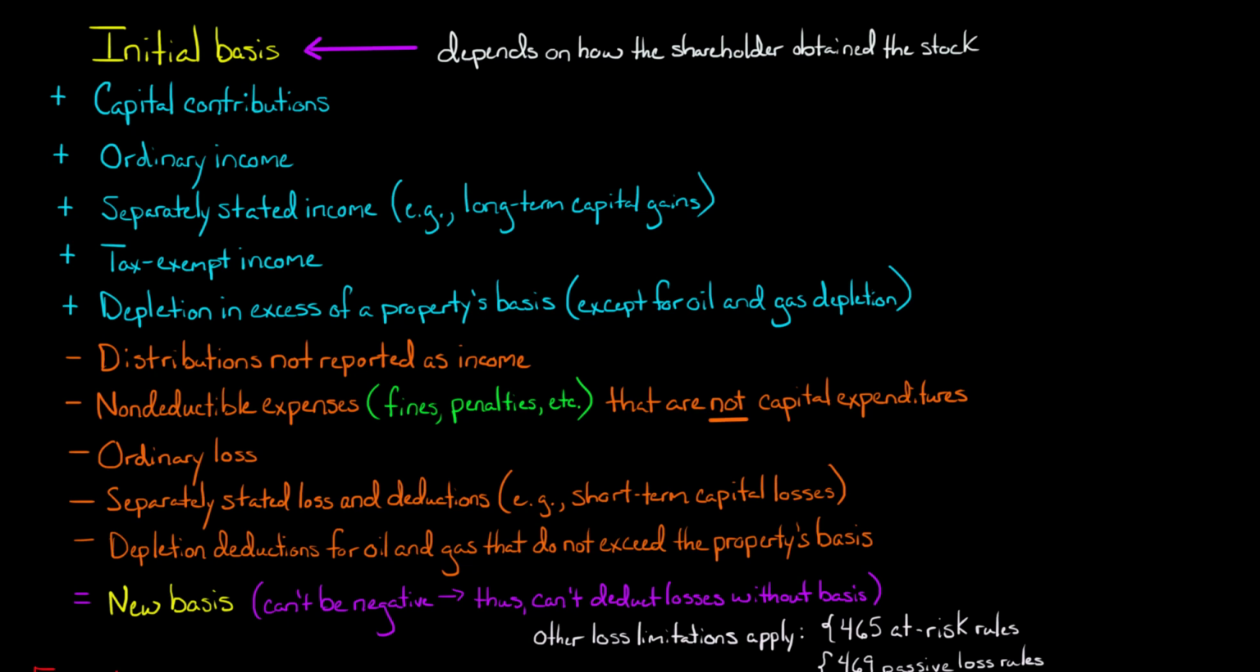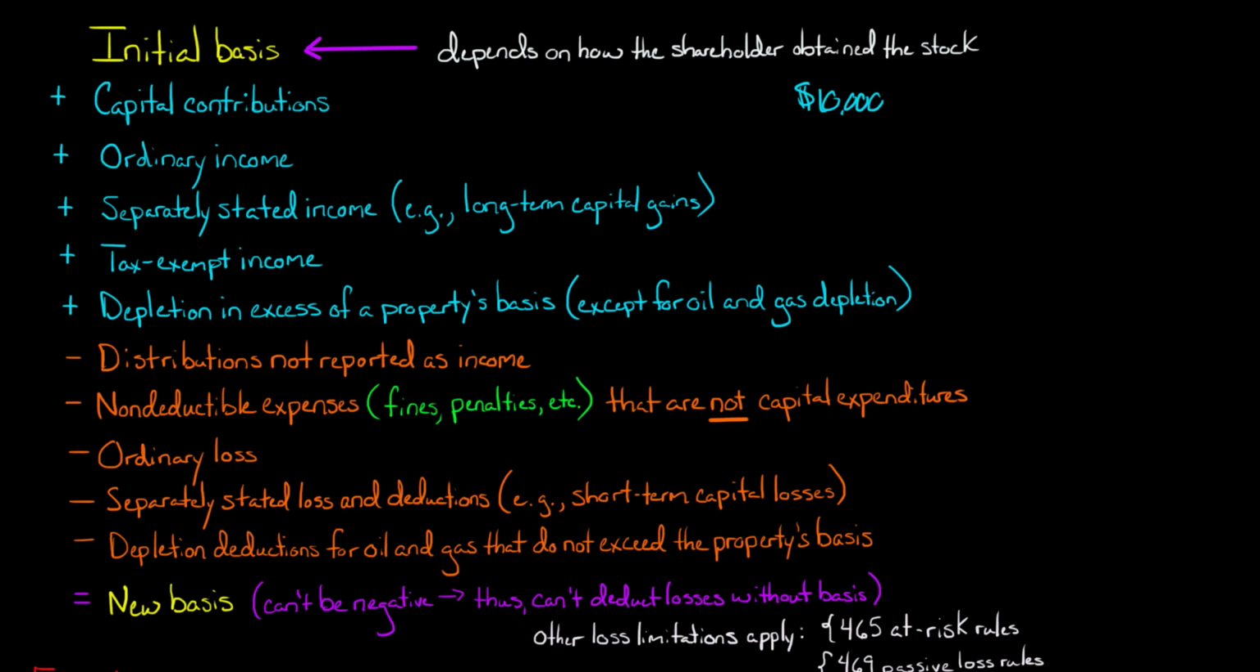The initial basis, what they start out with when the shareholder initially gets a stock, that basis depends on how the shareholder got that stock. If the shareholder bought the stock, let's say they just paid $10,000 cash, then that would be their initial basis in the stock. But what if they didn't buy the stock? What if they inherited it? If they inherited the stock, then they would get a stepped up basis. So it depends on how they got the stock. If they got the stock as a gift, then it'd be a different basis and so forth.